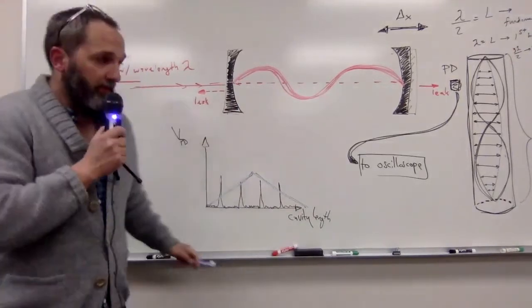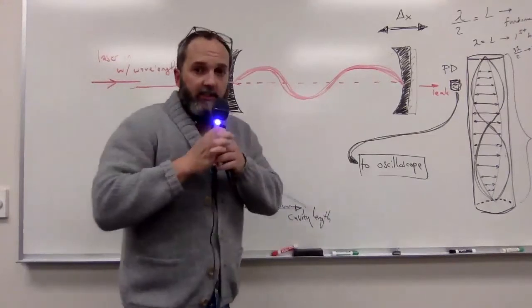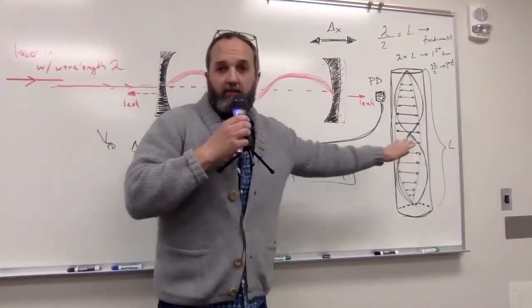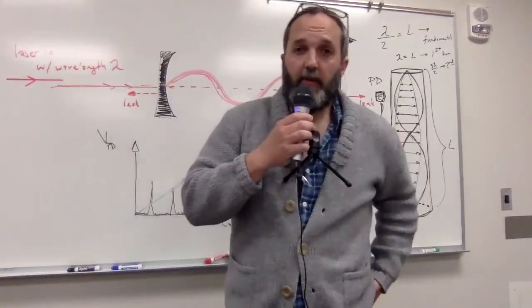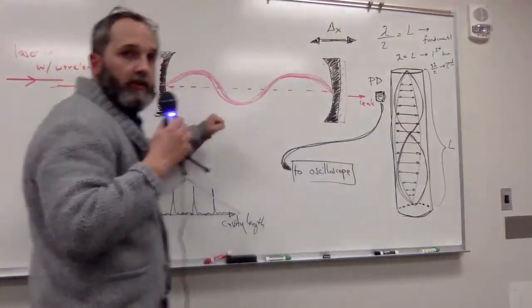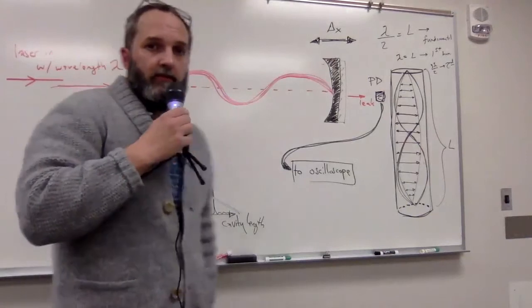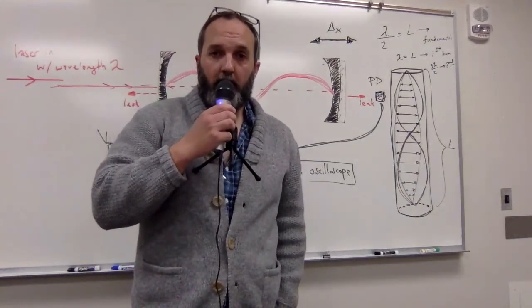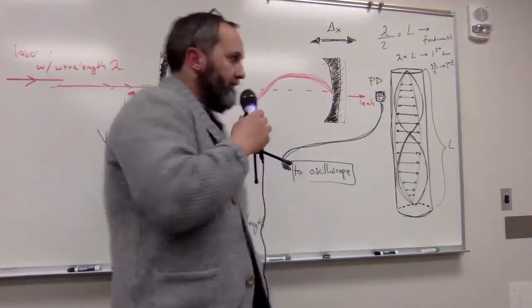So this is how a Fabry-Perot works. It really is a pipe organ, but instead of being a pipe organ for air, it's a pipe organ for electromagnetic waves. And we fit an n divided by 2 number of wavelengths into our cavity.